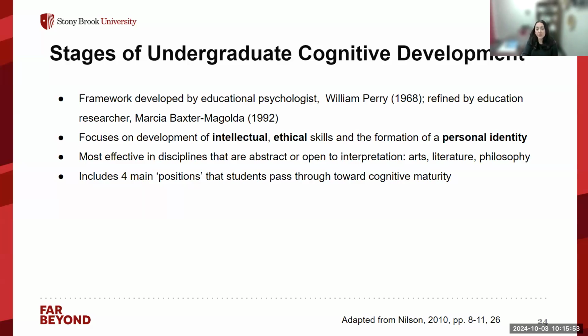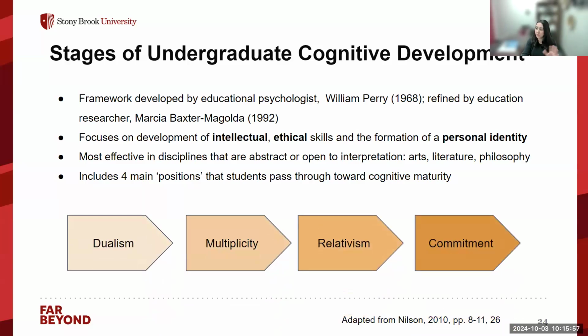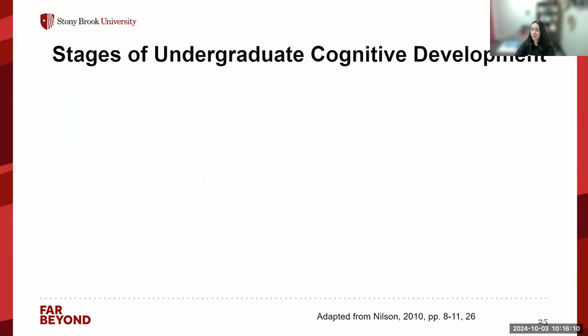I will say that the expanded version by Baxter-Magolda includes 9 positions. So if this is something that you're interested in, I'd recommend digging a little bit deeper, but today we're only going to talk about the 4. So students would move from position of dualism to multiplicity to relativism, and then finally to commitment. And we'll talk a little bit about what each one of those looks like.